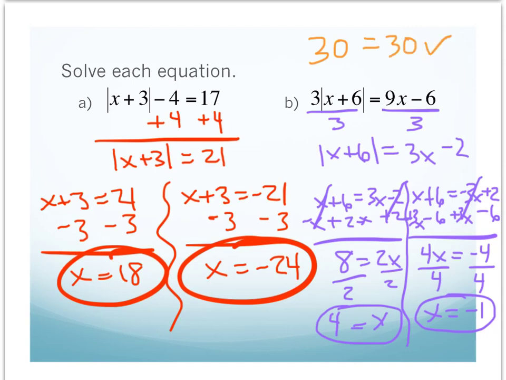But we're going to check negative 1. On the left side, if I input negative 1, negative 1 plus 6 is 5. The absolute value of 5 is 5 times 3 is 15. So we get 15 on the left side. On the right side, if I put in negative 1, 9 times negative 1 is negative 9. Minus 6 is negative 15. Well, that does not equal.